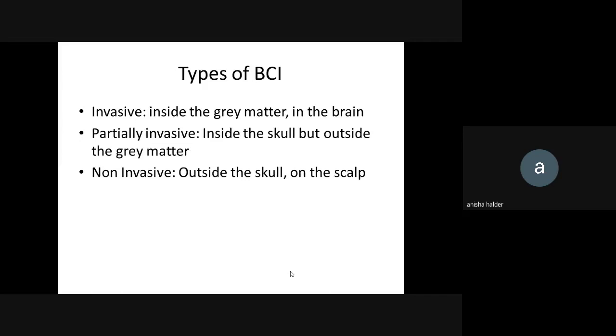So for invasive and partially invasive techniques, you can see that you have to cut the skull. So this is not an engineer's job, these are the doctor's job. So we can leave these two processes. And using these non-invasive techniques, we are getting signals.